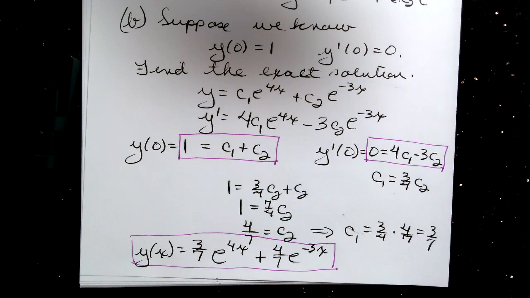Okay, and that's what you do for the case of the constant coefficient, second order linear homogeneous equations with two real distinct roots. Okay, next lecture we'll look at what goes on when you have two complex conjugate roots.